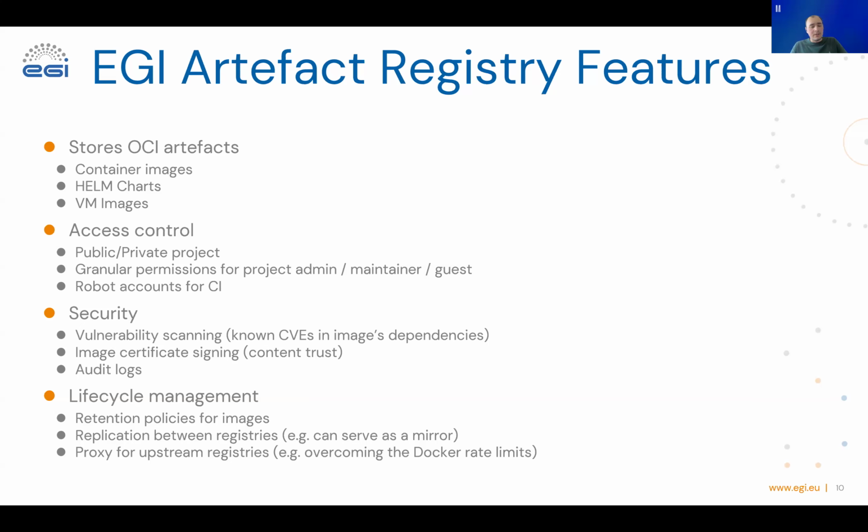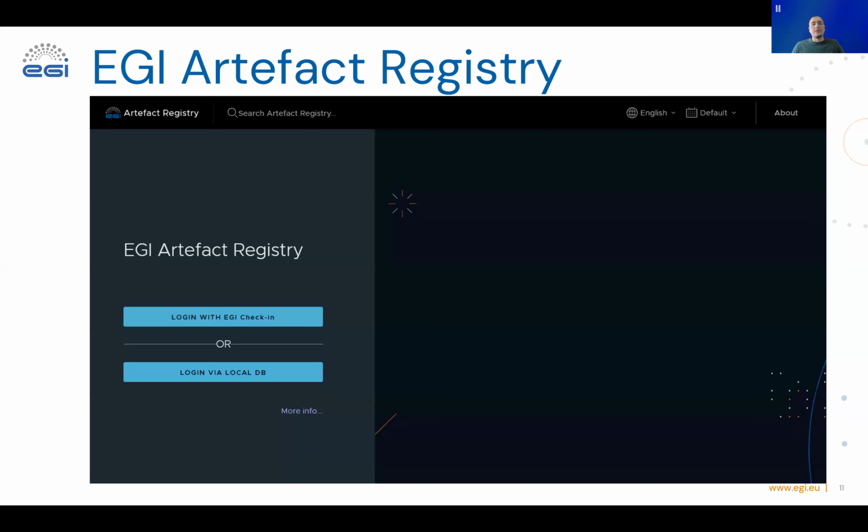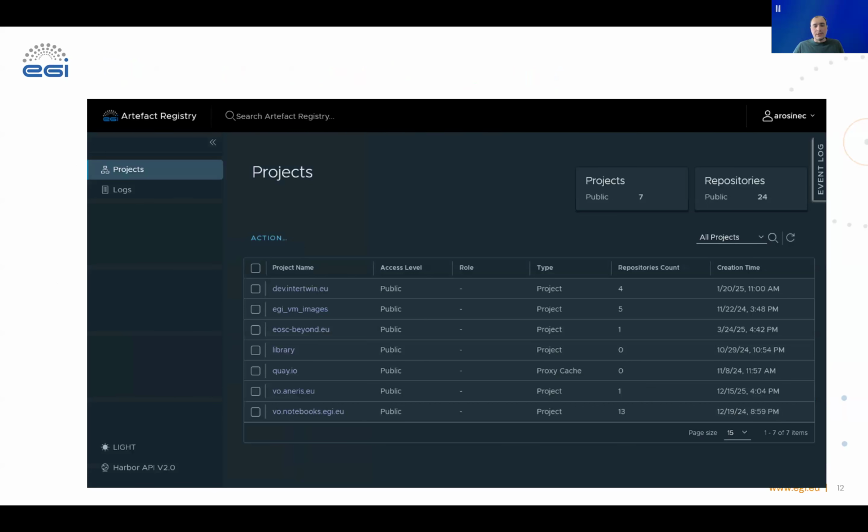So these are the niche or nice features that could be used in projects or when you are some kind of a research group. I have the images now in the slides, so we can see that we have the EGI Check-in login to the service, so you can use your existing EGI Check-in account. And after login, you will see the list of the projects.